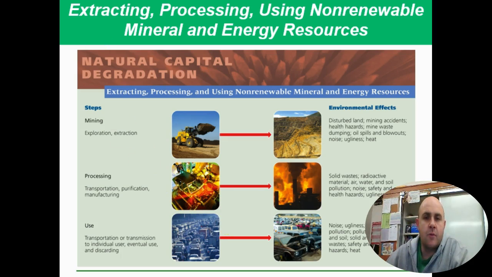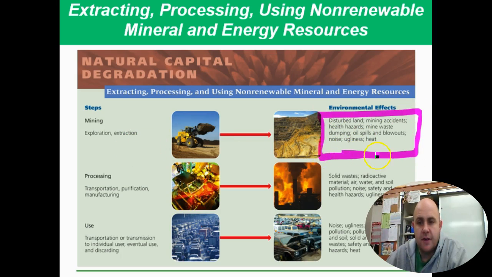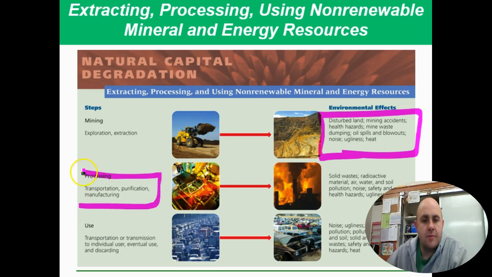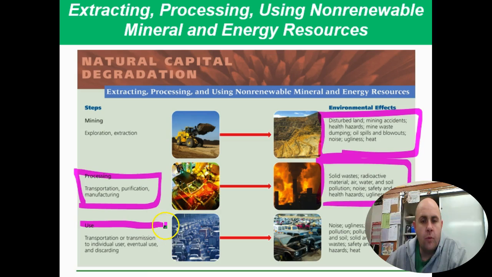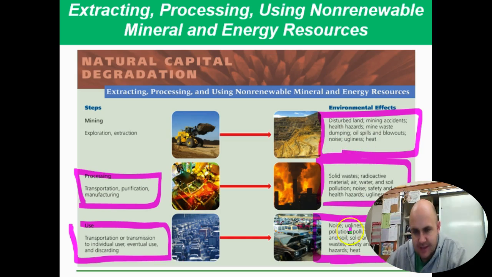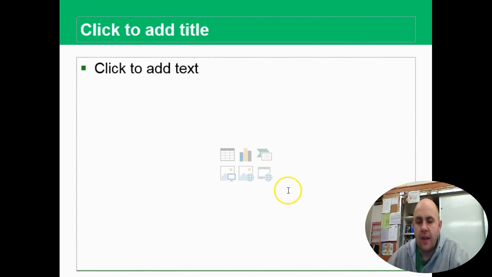And so what kind of degradation does it cause? Well, depending on the step, it causes its own degradation. So if you're mining it, that's exploration and extraction, it can cause all of this stuff to happen. None of it's good. During the processing phase, which is transportation, purification, and manufacturing, it has its own set of environmental impacts. And then while we're actually using it and throwing it away, it has its own other set. So you can see there's several different things that cause environmental degradation when we talk about the process of removing and using mineral resources.